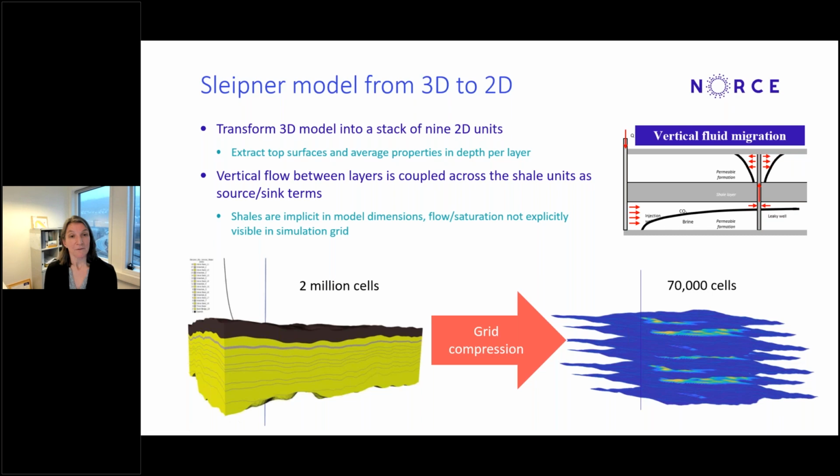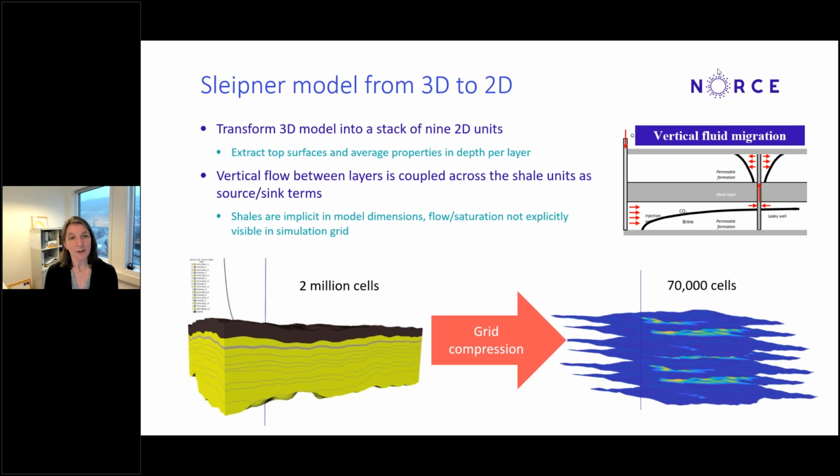So to make the Sleipner model into something appropriate for the forward model that we've chosen, we need to transform the 3D system into a 2D system. And here, because of this layered aspect, the 9 layers, we've taken each of these units and separated them out and transformed them into a stack of 9 two-dimensional units. So it's basically just extracting the top surfaces and doing some very simple averaging of the properties in depth, and nothing too controversial about that.